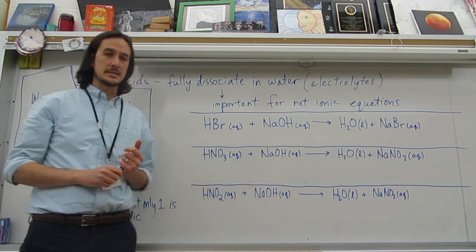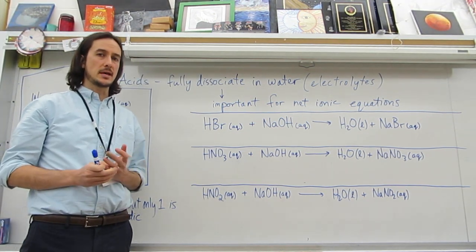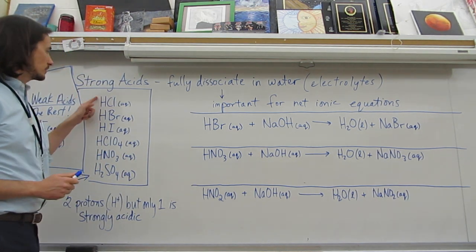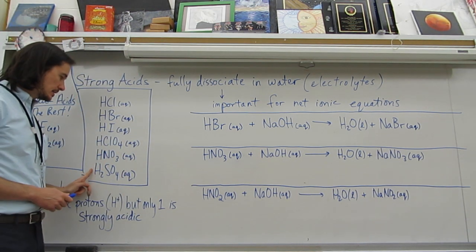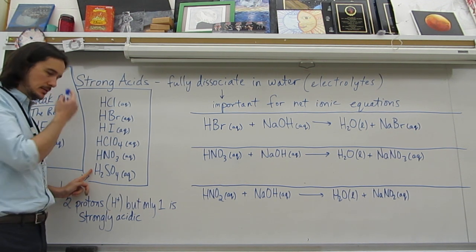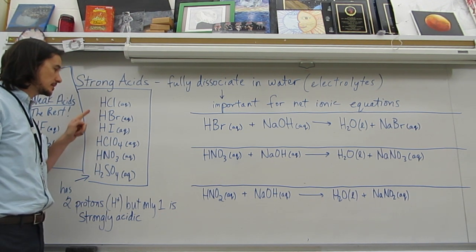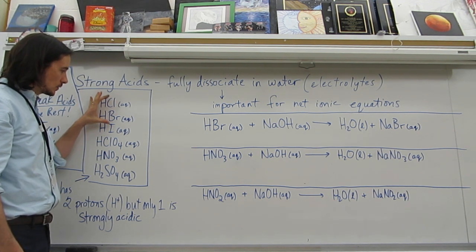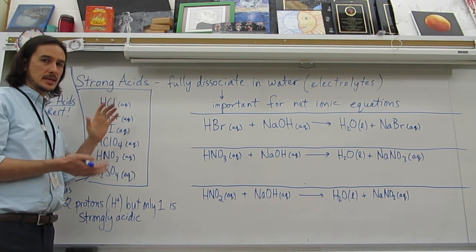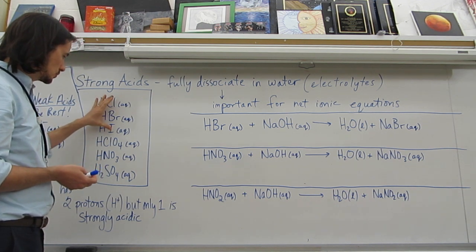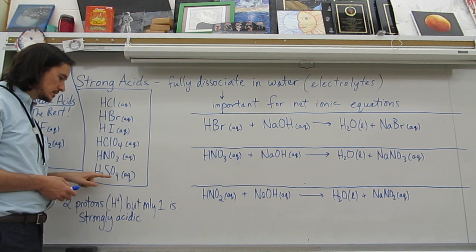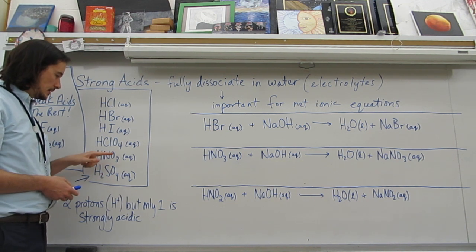Right, so just a difference between strong acids and weak acids. I have a list of 6 strong acids that you should memorize. Hydrochloric acid, hydrobromic acid, hydroiodic. Bromine, chlorine, and iodine are all on the periodic table very close to each other, so it should be easy to remember. Then we've got perchloric acid, nitric acid, and sulfuric acid.